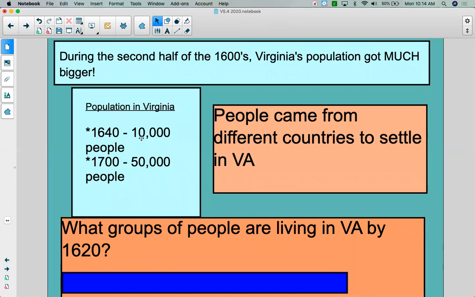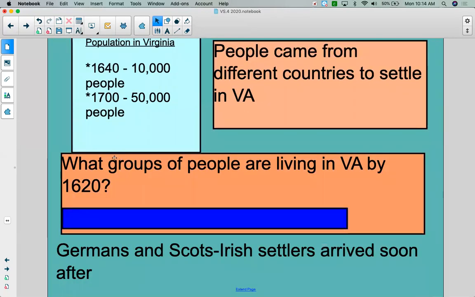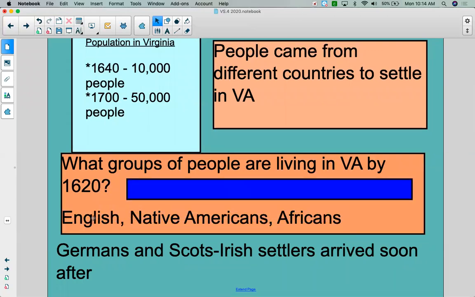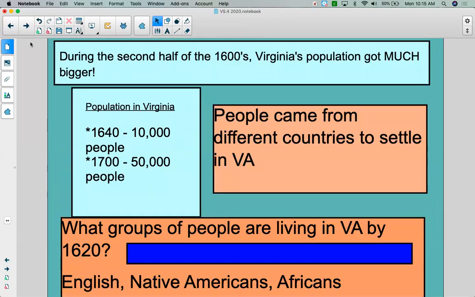Okay, so in 1640, the population was only about 10,000 people that lived in Virginia. And in the 1700s, about 50,000 people lived there. So if you think about 1607 to 1700, that's almost 100 years. Not quite, but almost. So what groups of people are living in Virginia by 1620? You had the English settlers, which had come over, Native Americans, which lived in Virginia to begin with, and then the Africans were brought. So soon after that, the Germans and Scots-Irish settlers arrive.